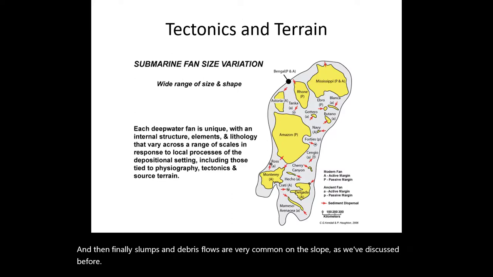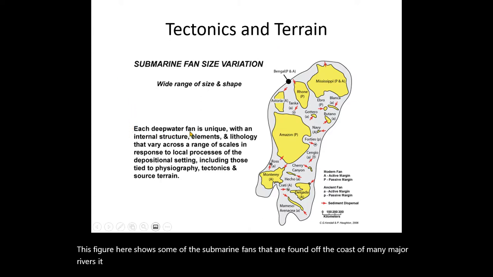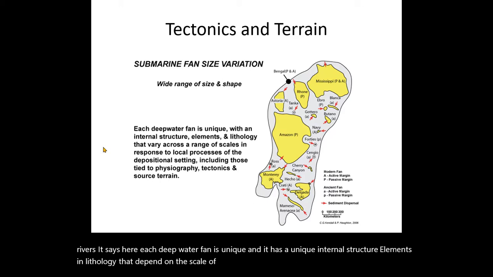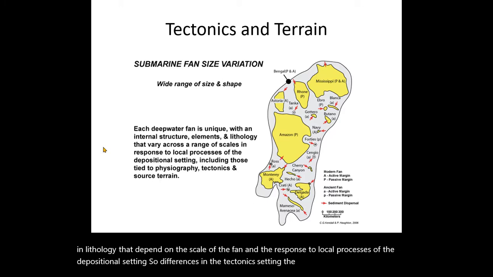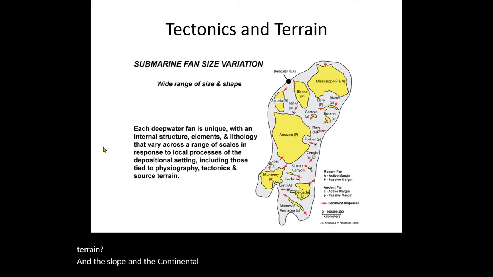This figure here shows some of the submarine fans that are found off the coast of many major rivers. It says here each deepwater fan is unique, and it has a unique internal structure, elements, and lithology that depend on the scale of the fan and the response to local processes of the depositional setting. So differences in the tectonic setting, the source terrain, so the type of sediment that we have, and the physiogeography, how steep is the surrounding continental terrain, and the slope and the continental shelf itself is going to control the type of submarine fans that you get.